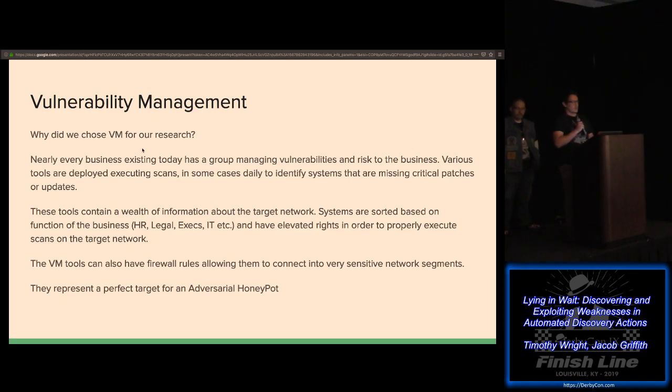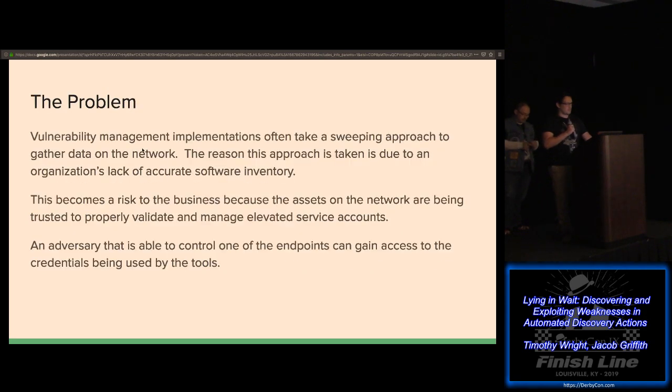So why did we choose vulnerability management as a target for our tool? We chose vulnerability management because for one, they use service accounts that are elevated, and they also have access across various networks in most cases. They also contain a wealth of information about target networks and can cross over firewalls.